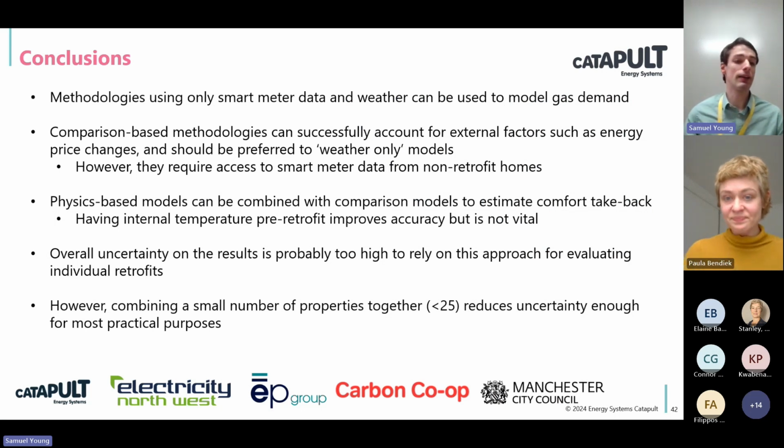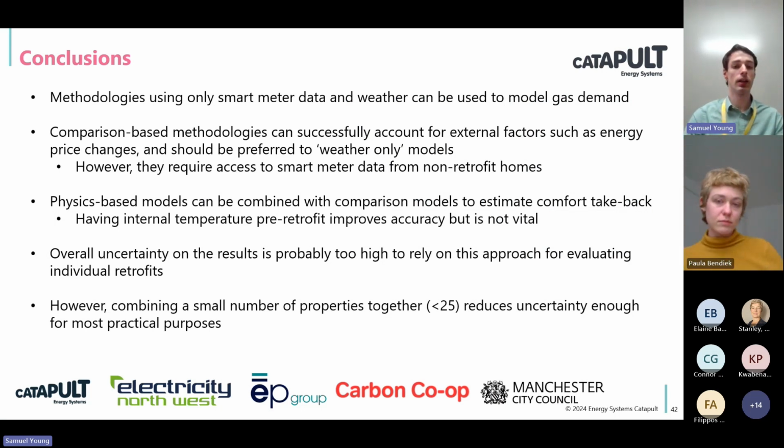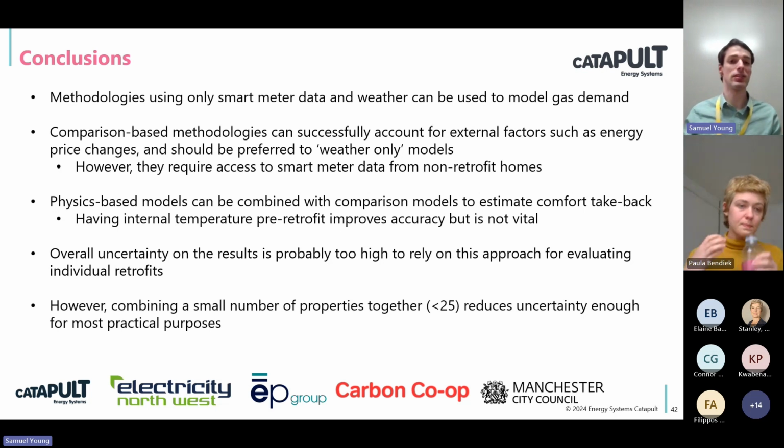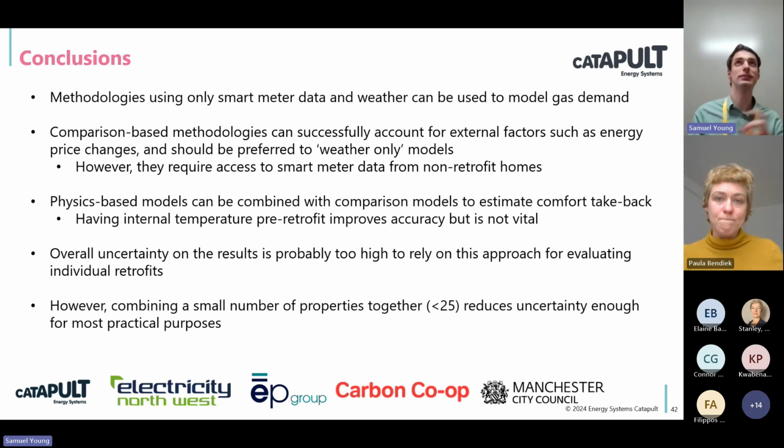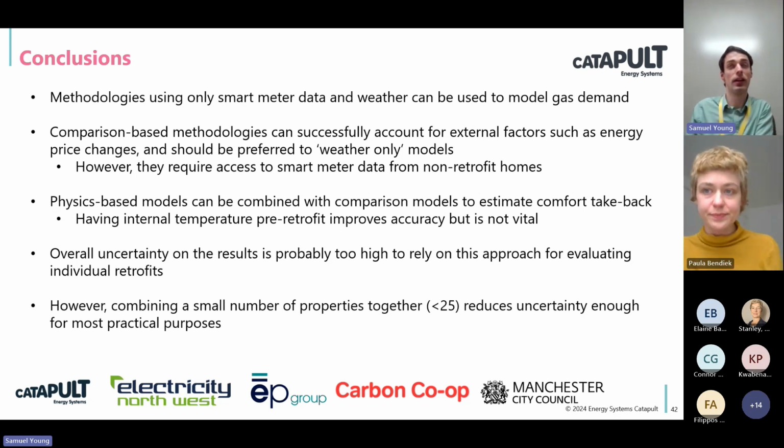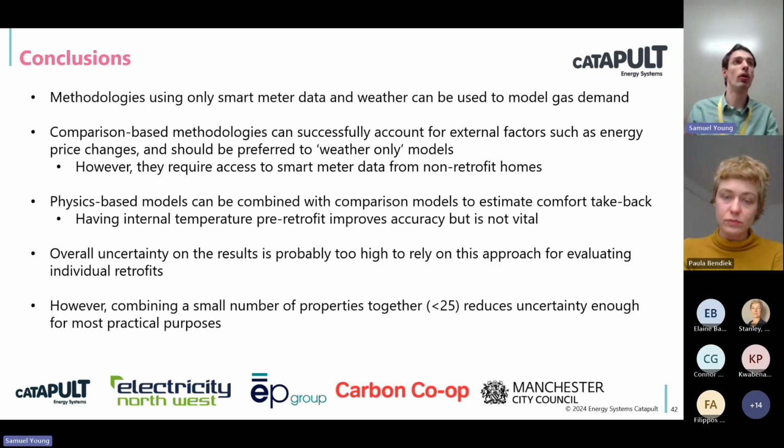So at a high level, the conclusions that we come to are that you can use only smart meter data and weather to model gas demand, that comparison-based methodologies do work well for accounting for external factors such as energy price changes, and that it's probably important if we're expecting significant price fluctuations over time to use those rather than the weather-only models. But there's this big challenge around the fact that they require ongoing access to smart meter data from non-retrofit homes, which is currently a challenge in the UK.